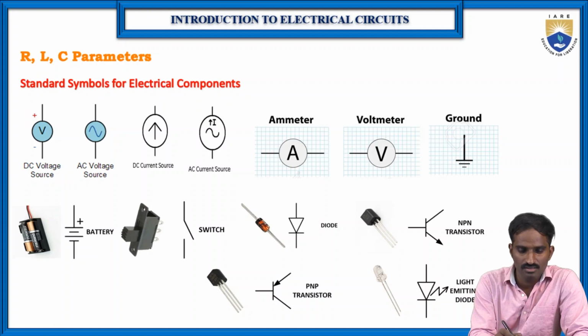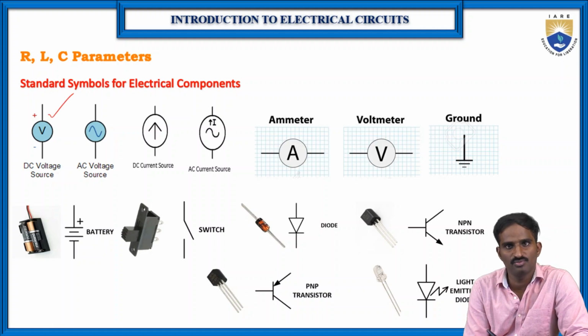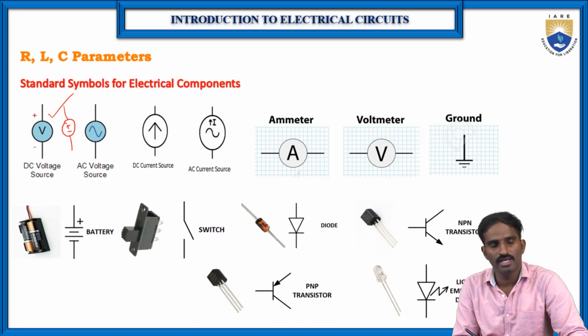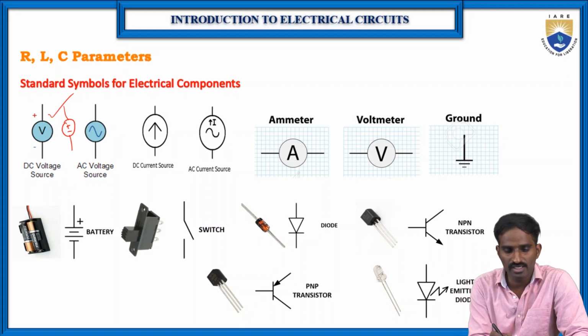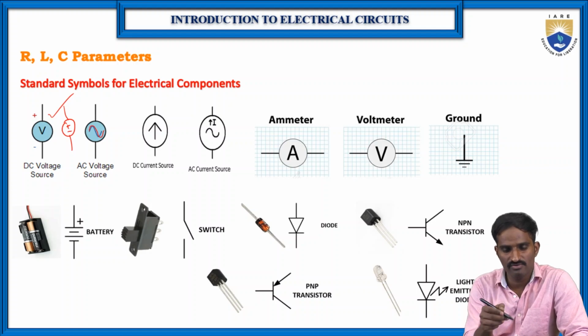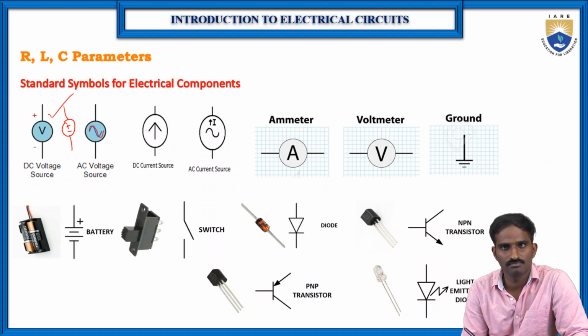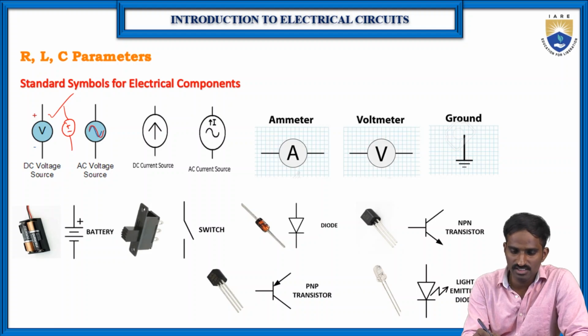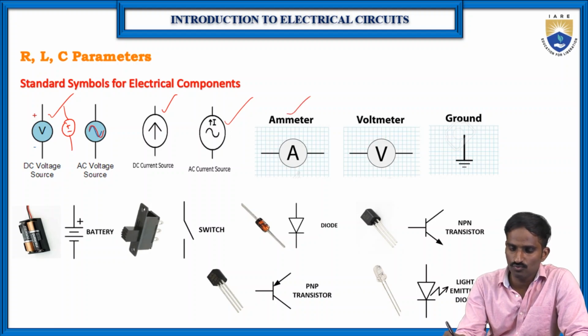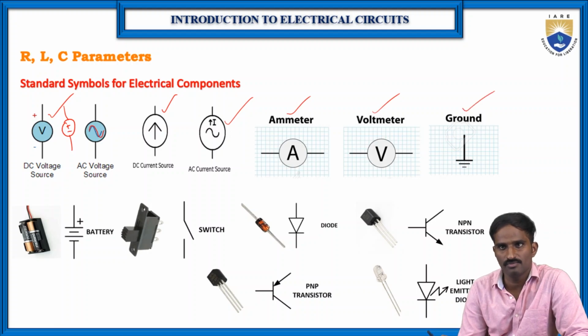Here, this is the DC voltage source representation. Sometimes you may find the same voltage source represented like this also. This is also fine; this is also a DC voltage source representation. And in the case of AC, inside the circle you will just have a small sine symbol. This is the DC current source and this is the AC current source symbol. These are the voltage sources and these are the current source symbols. This is a meter, this is a voltmeter, and this is the ground symbol.